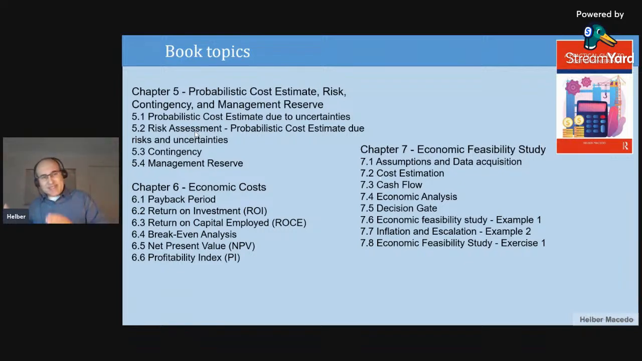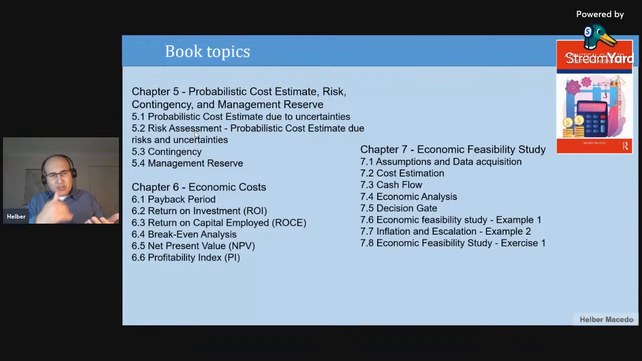Then we move to the second phase of the book, if I can say this way, where we have economic index, because the idea here is to analyze the project if it's profitable or not. So we will talk about the economic index, like the payback period, the break-even analysis, profitability index, all these indicators I will explain. I will give examples and exercises, and then we jump to the next chapter where I will try to provide an example of how to do an economic feasibility study.